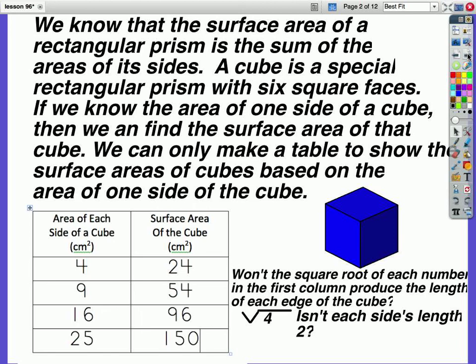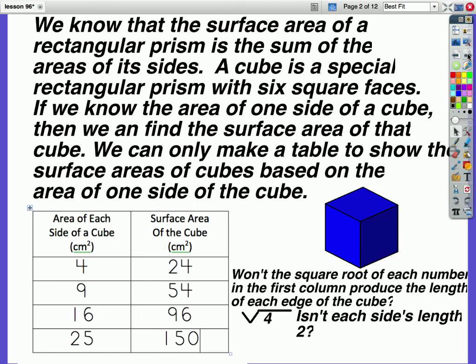We can make a table to show the surface areas of cubes based on the area of one side of the cube. So if the area of one side of the cube is 4, the surface area of the cube is going to be 24, because we can multiply by 6. 9 gives 54, 16 times 6 is 96, and so on and so forth.